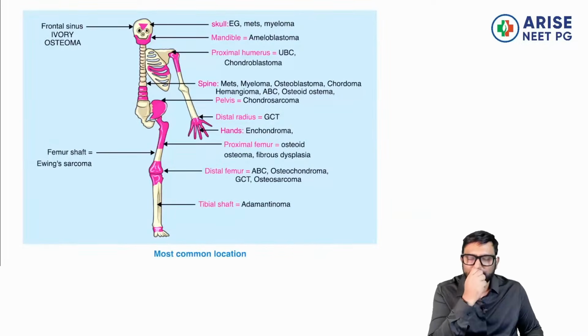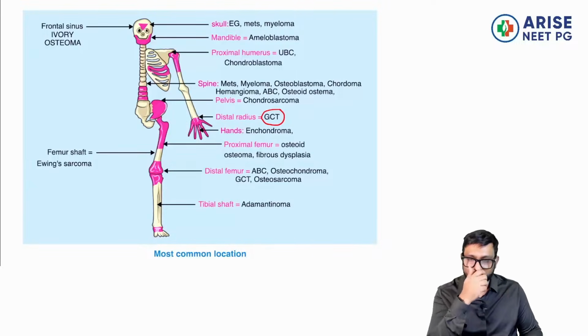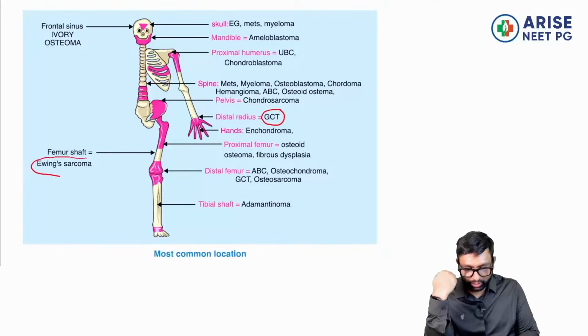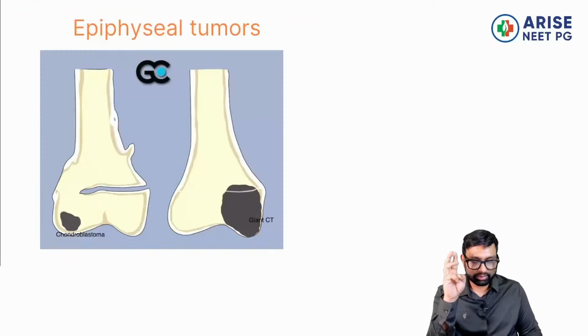If you look at the bone involved, if you look at this chart, again this will give you the answer. So very important chart. I want all of you to remember as many tumors in this chart as possible. So if you look at distal radius, GCT, straightforward answer. It's giving you the answer directly. Even here, femur shaft, Ewing sarcoma, straightforward answer. So if you remember this chart, it will help you. So one was the age, second was the bone, third is the location.